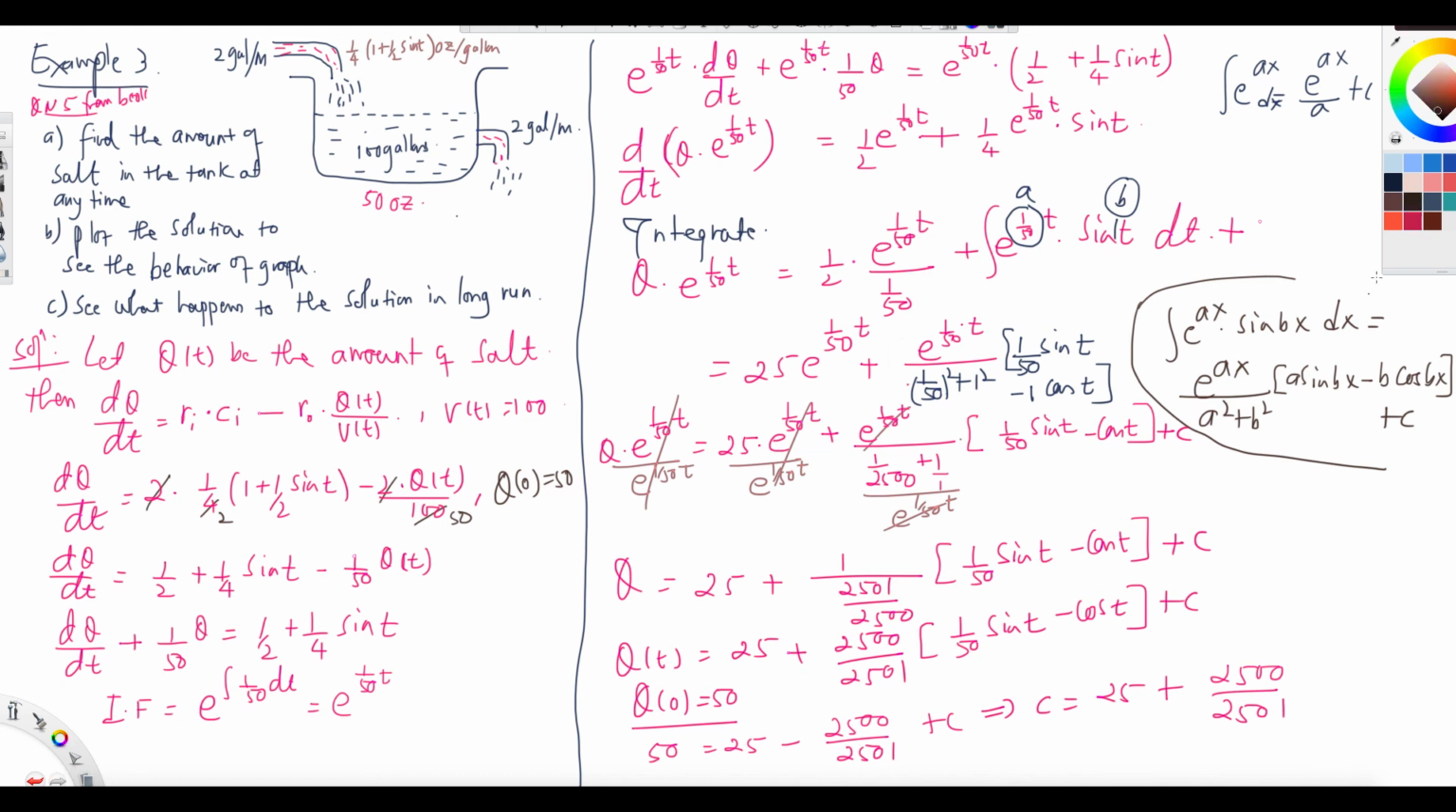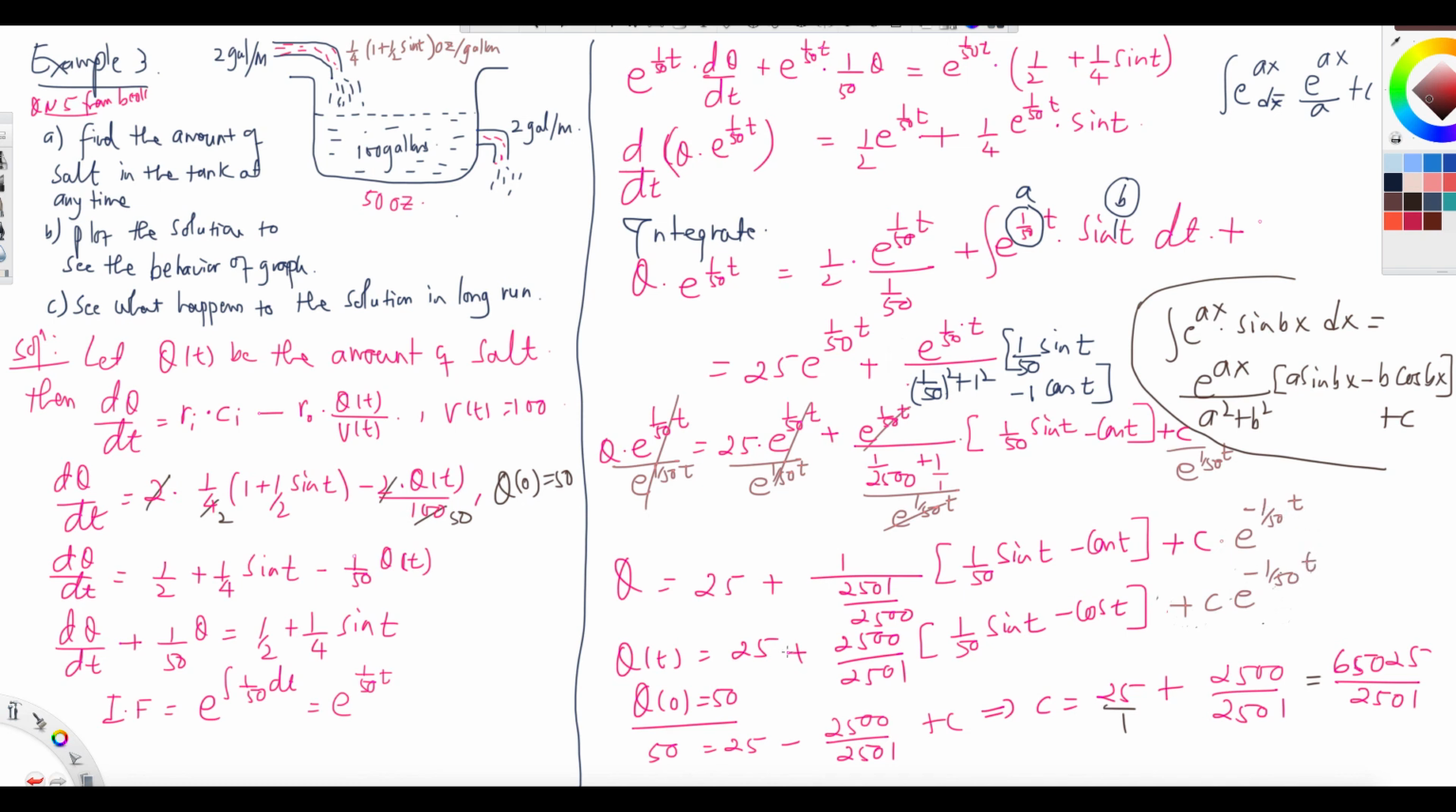So there is a 1 in the denominator, you see that? If you combine those, basically this is what you get: 65025 divided by 2501. By the way, I forgot to divide this c by 1 over 50 e to the 1 over 50t. So it will be c times e to the negative 1 over 50t, so there will be plus c e to the negative 1 over 50t. That's what you get.